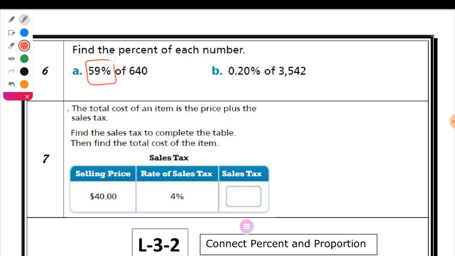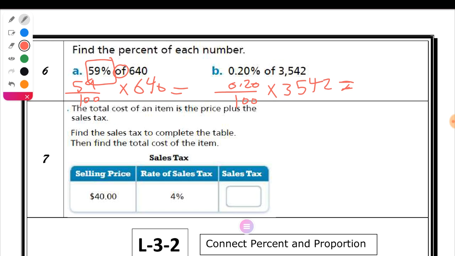59% of means multiply, so it's 59 over 100 multiplied by what? 640. Calculate it and find the answer. Next one, so it's 0.20 over 100, of means multiply, 3542. Simplify and then find the answer. It's easy. Yes. Next question.